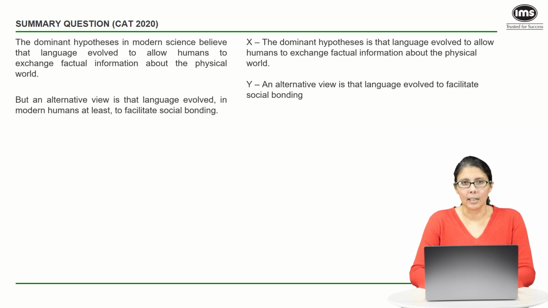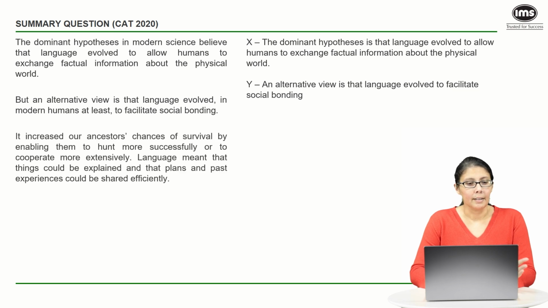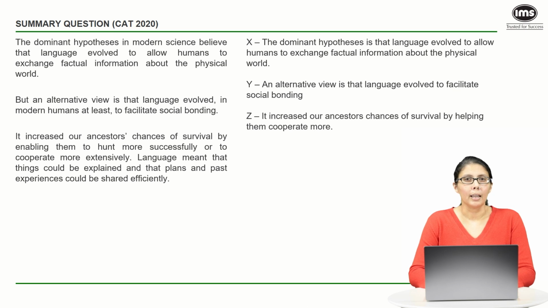The last bit is fairly simple. It increased our ancestors' chances of survival. Again, not every word, every sentence is important. What is the last part saying? It's simply talking about the fact that language increased our chances of survival, or rather our ancestors' chances of survival, by allowing them to cooperate more. And that's pretty much it.